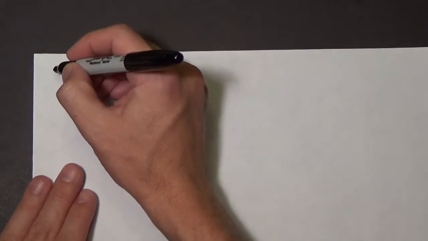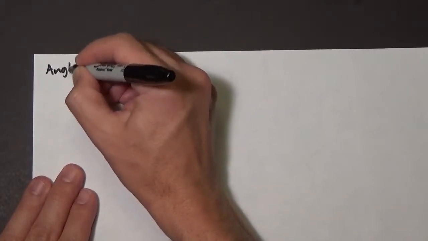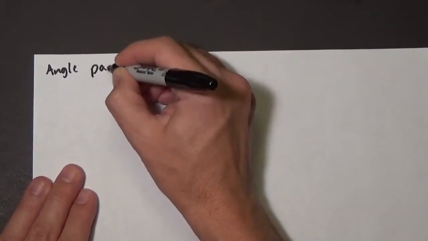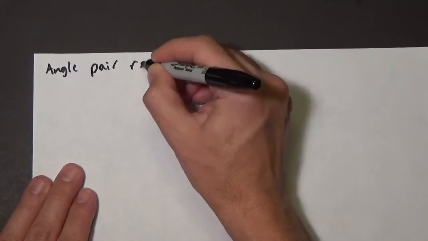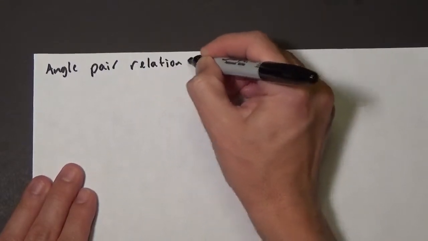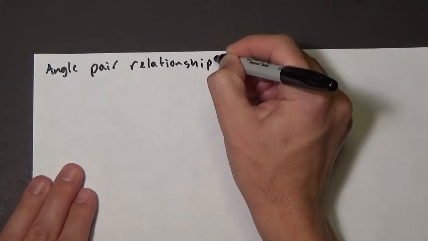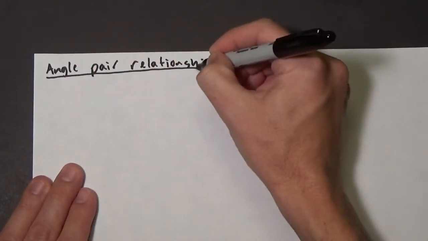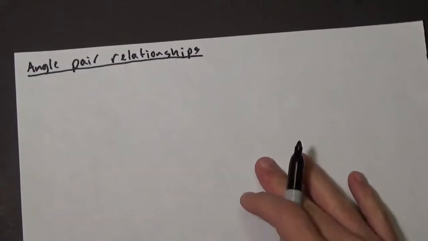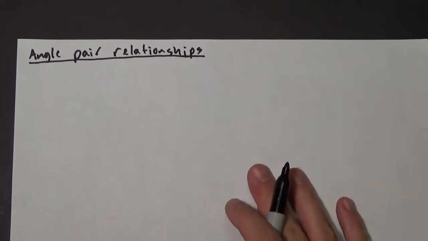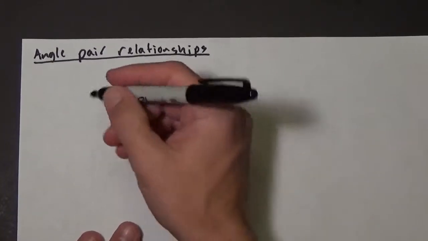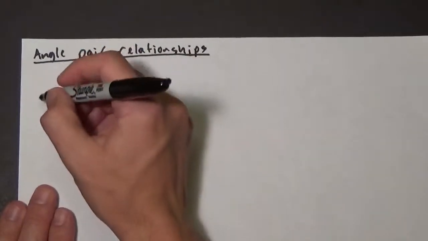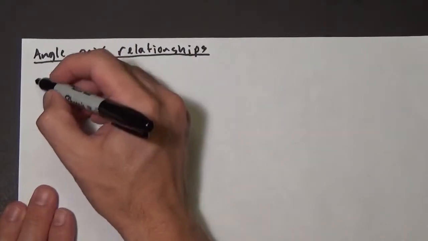All right, next we're going to look at some angle pair relationships. There were a number of angle pair relationships that you learned back in geometry, but there are two that are important for us to review. And the first are complementary angles.